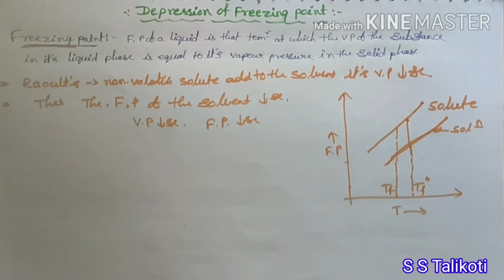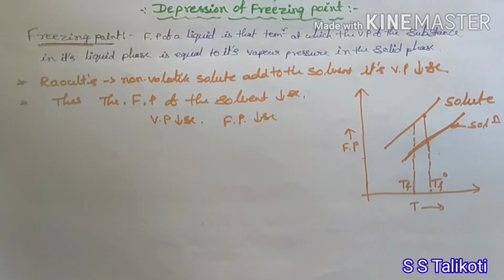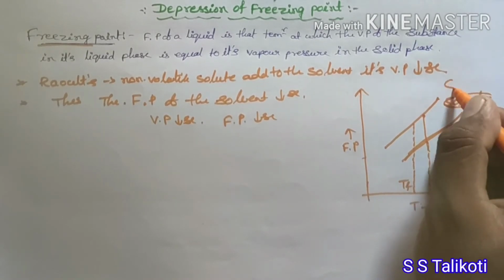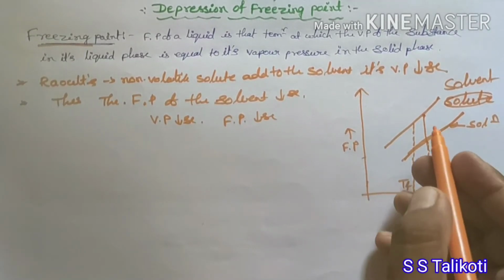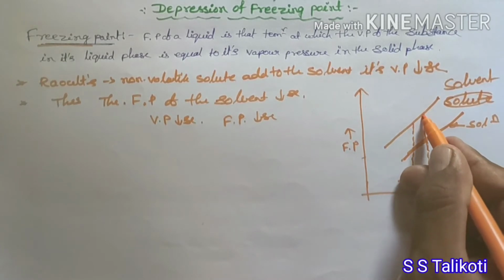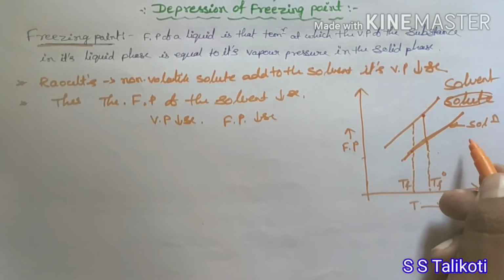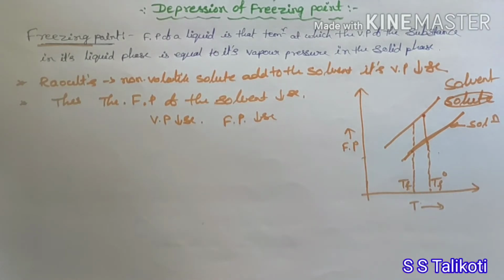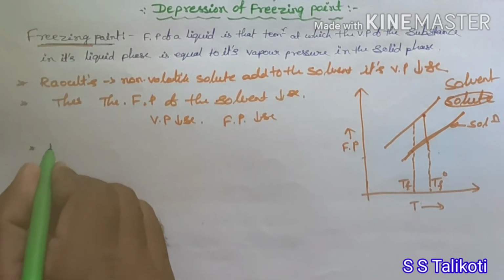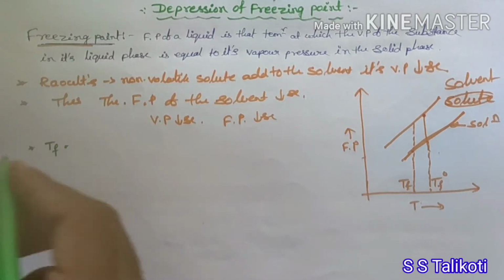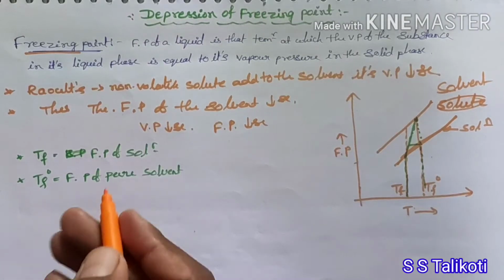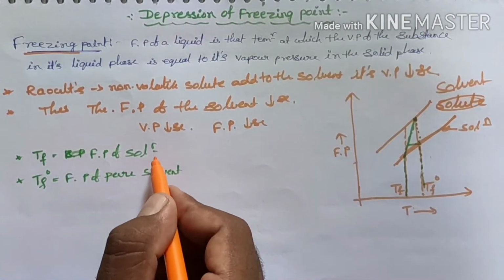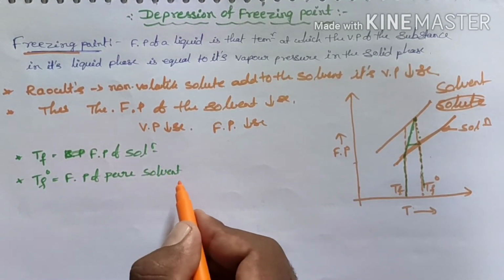First we go one by one. What is TF? It is not the temperature of the solute, it is the temperature of the solvent, and this is the temperature of the solution. We'll go one by one. TF means the freezing point of the solution. TF naught means the freezing point of the pure solvent.